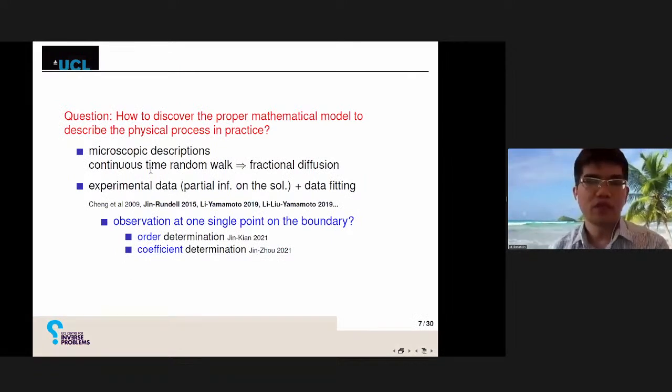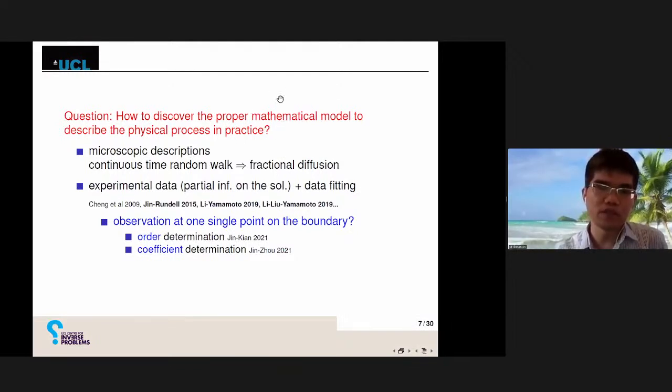So the question I'm interested in in this talk is that, for example, in practice, we are just given some set of experiment data. This data can take many different forms, but we do not know the physics process very well. So how shall we find the proper mathematical model of the anomalous diffusion type to describe this process?